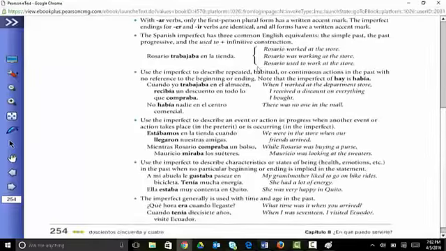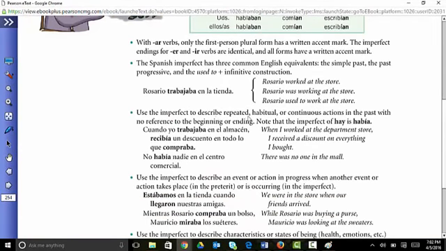Use the imperfect to describe repeated, habitual, or continuous actions in the past with no reference to the beginning or end. So there's no words in the sentence that say that you worked yesterday or that you went to eat last week. Cuando yo trabajaba en el almacén, recibía un descuento en todo lo que compraba. That implies repetition. When I worked, or when I used to work at the department store, I used to receive a discount on everything that I used to buy. So that's all in the imperfect.